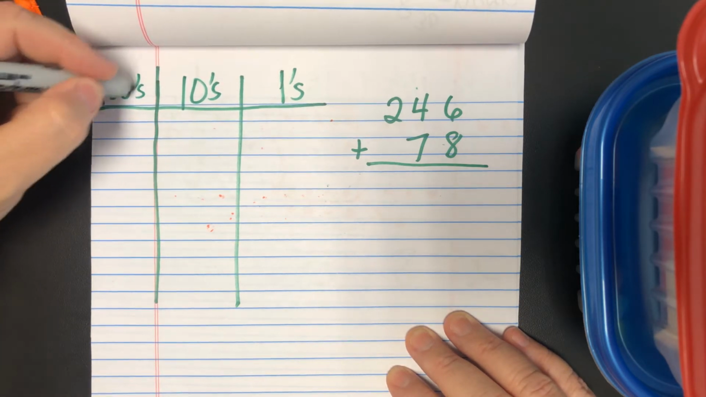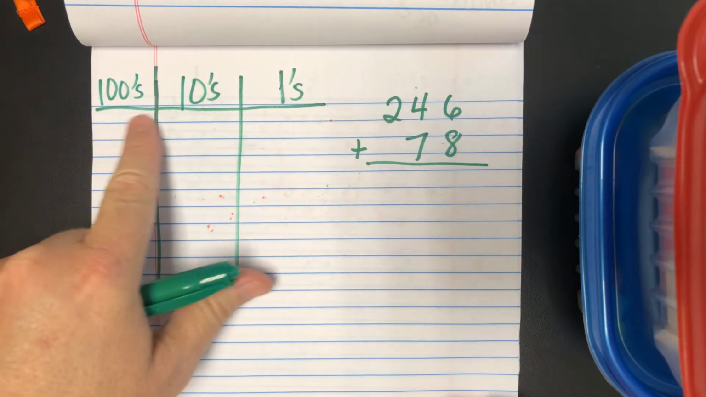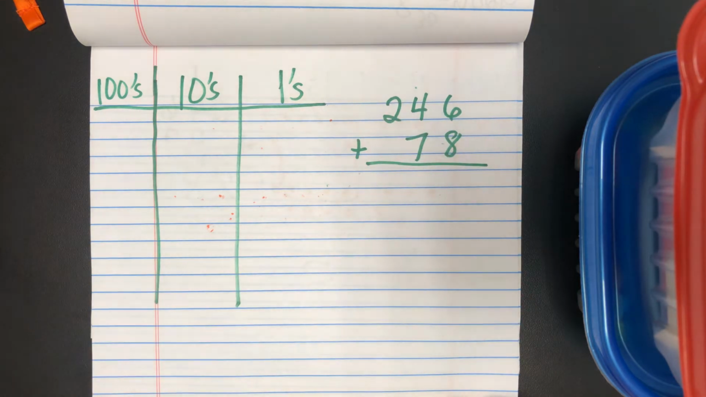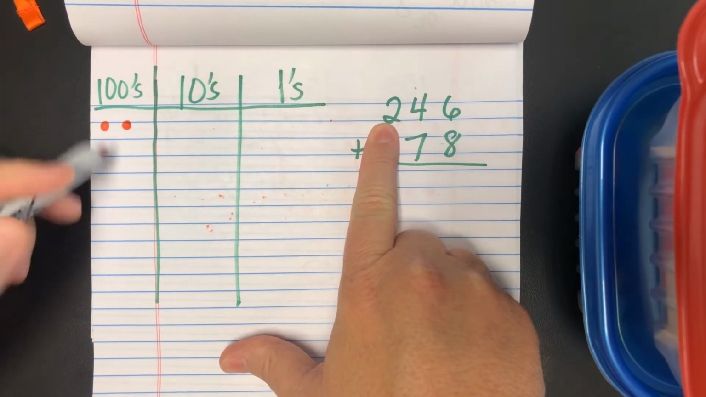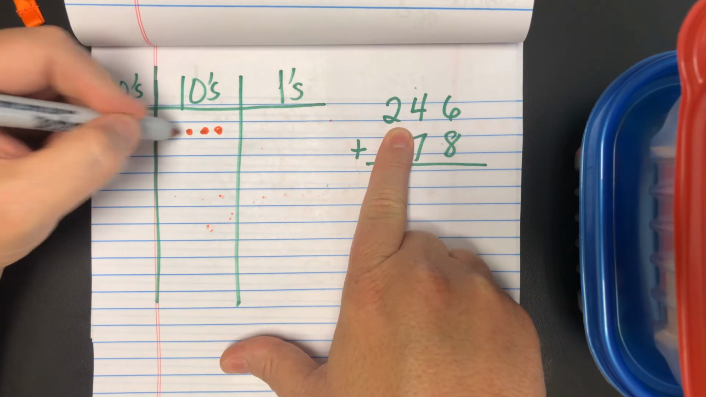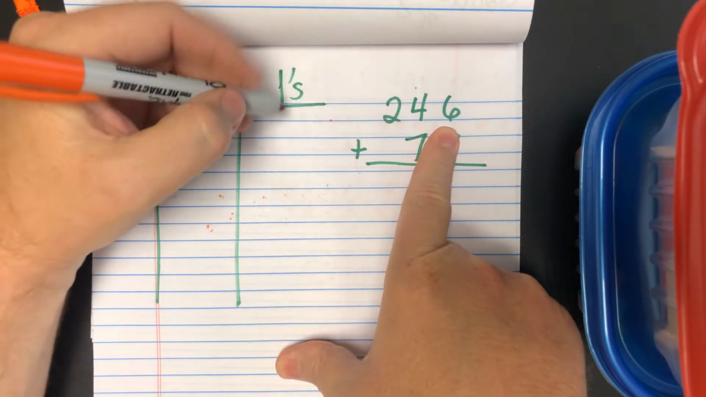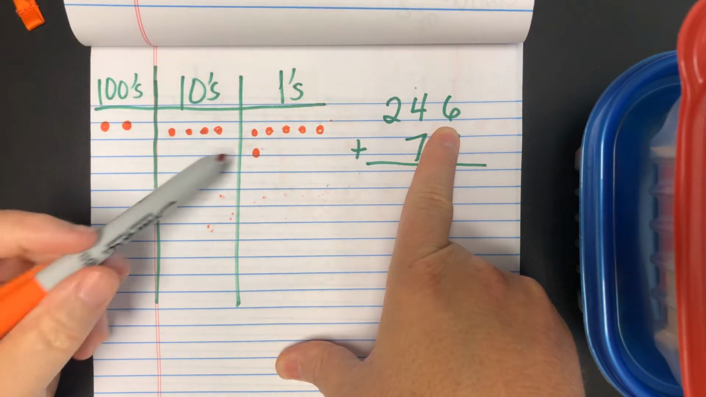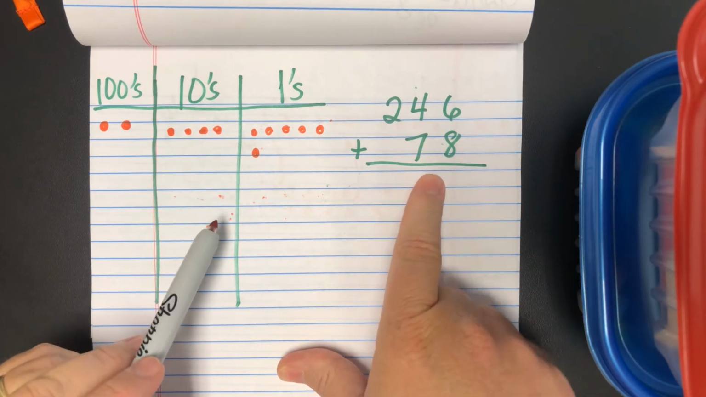So we're going to create a place value chart, 100s, 10s, and 1s. And we need to go into the hundreds because we have 246. Now, to model 246, we're going to model 2 in the hundreds column. We're going to model 4 in the tens column because we have 40, so that's 4 tens. And then we're going to model 6 in the ones column. So there's our 246. Now we're going to do the same thing with 78.